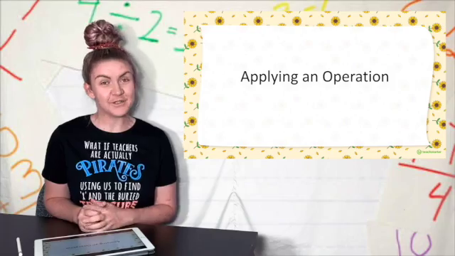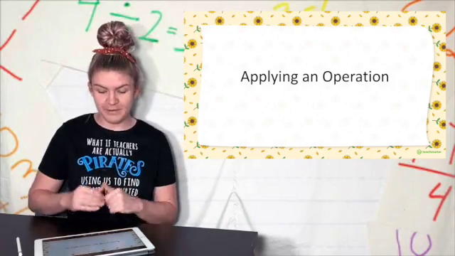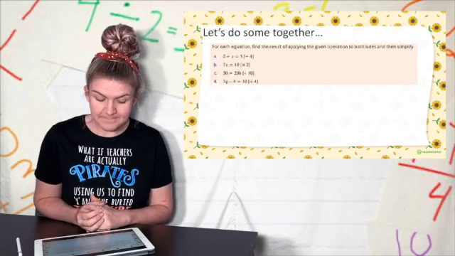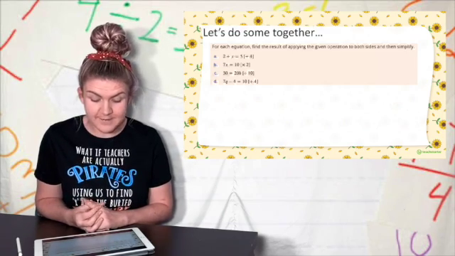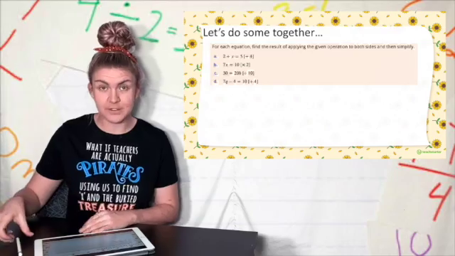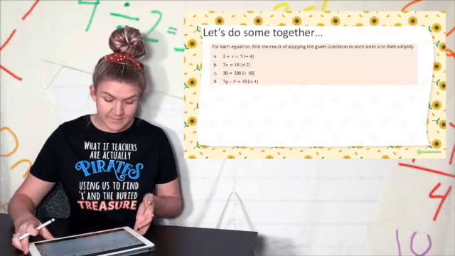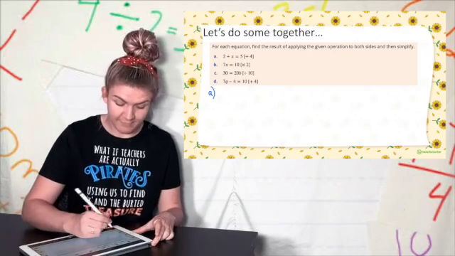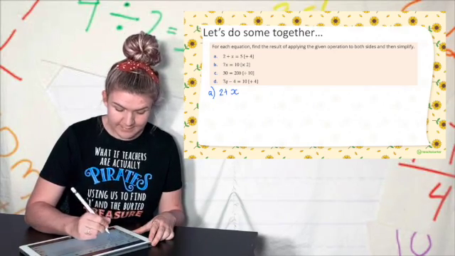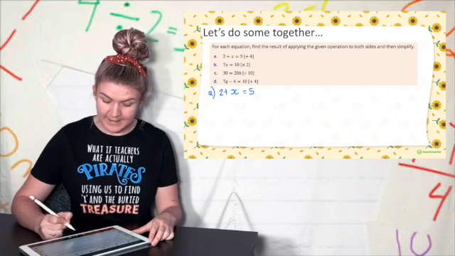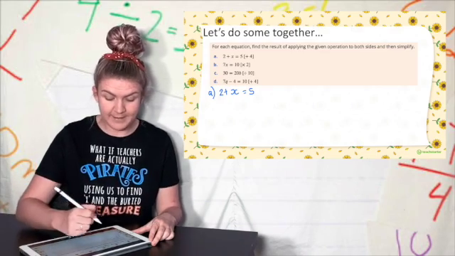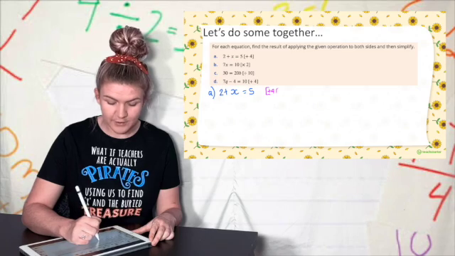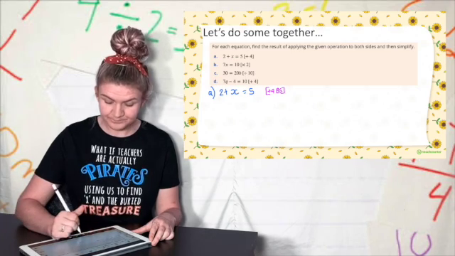All right, let's look at applying an operation to both sides. We need to make sure we read the question really carefully. It says, for each equation, find the result by applying the given operation to both sides and then simplify. So, A, first step is to write out the equation we have, which is 2 plus x equals 5. And now, in little square brackets, I'm writing the operation that I'm going to do. I'm going to do plus 4, and I've got to do it onto both sides.